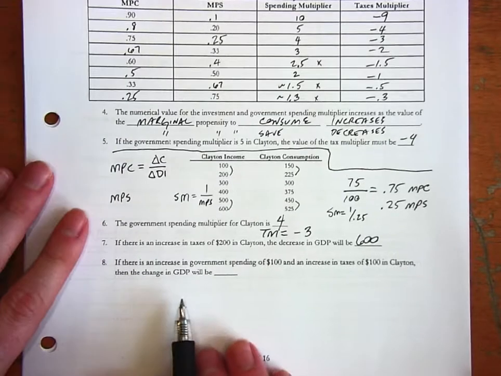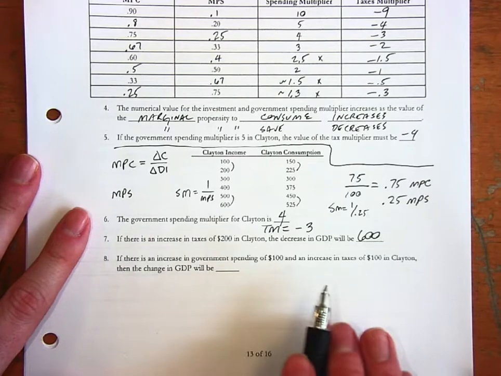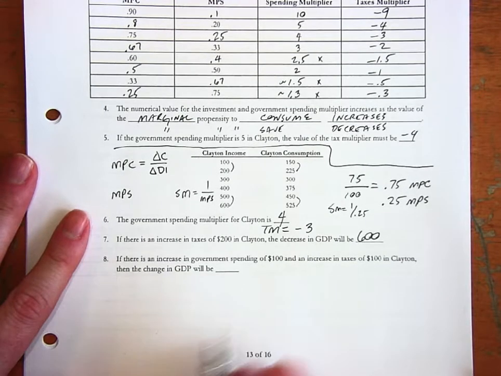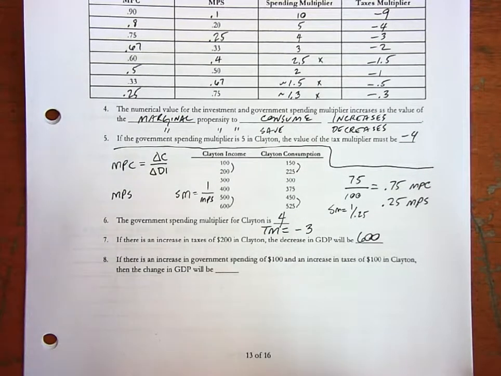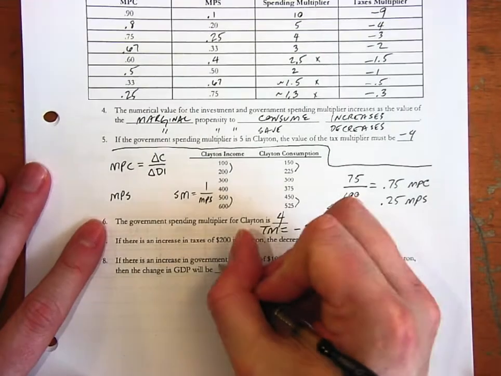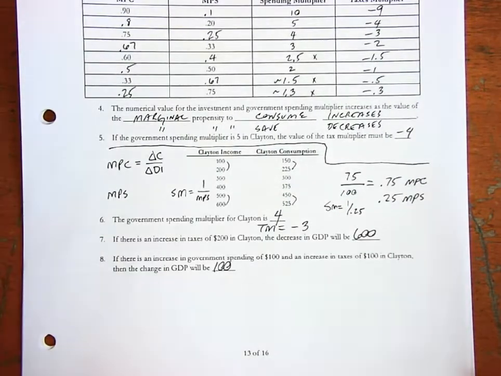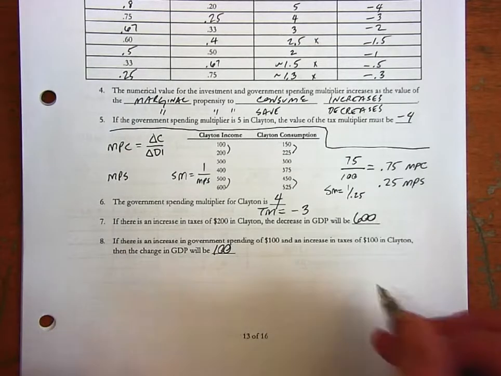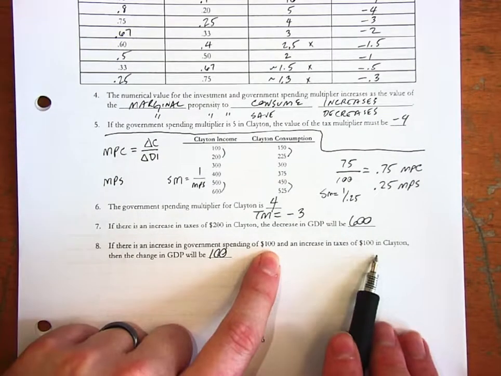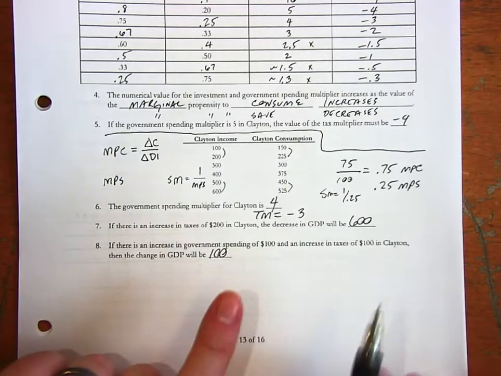Last part, if there's an increase in government spending of 100 and an equal increase in taxes of 100 in Clayton, then the change in GDP will be what? And this one's actually a trick question. You could just write 100 and be done, but the explanation is a little bit harder. Now, a lot of students will want to say 0 because they think that these two things cancel each other out, but they don't, and here's why.